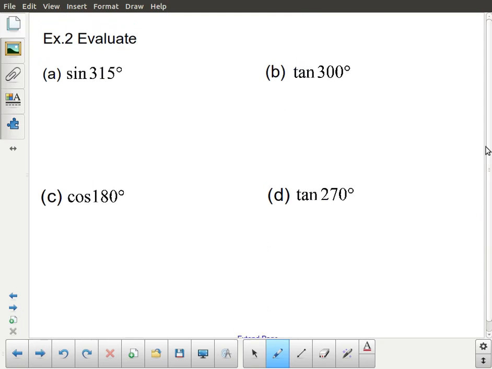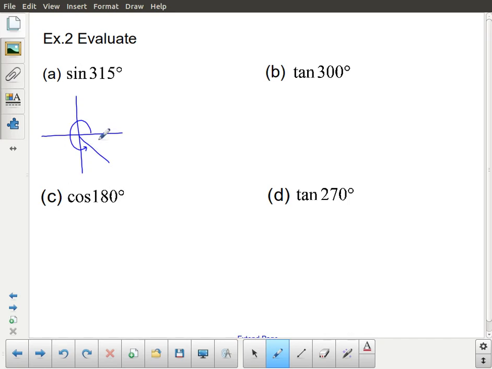Okay, now what about some of these other ones? You might wonder, well, what can we do with this? The sine of 315 degrees. We can make use of some of our previous work. The sine of 315 degrees, where is that going to be? 315 degrees is over here in quadrant 4. 315 degrees looks like this.